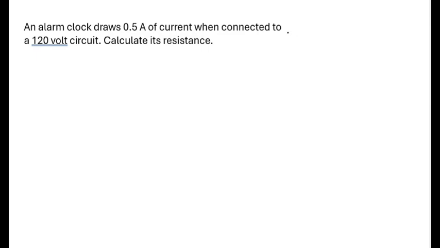Our topic now is Ohm's law, wherein our formula is voltage equals current times resistance. I is for current, R is for resistance, and V is for voltage.